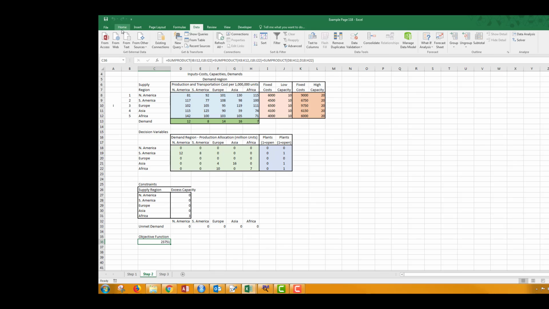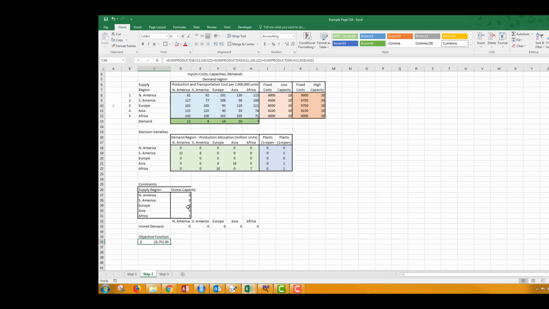Because of that choice, I will expect a cost of $23,751. So there you have it. This is how you use the solver, and this is the solution to this problem. Now you might want to use a variation of this in order to solve problem 1 in the home.